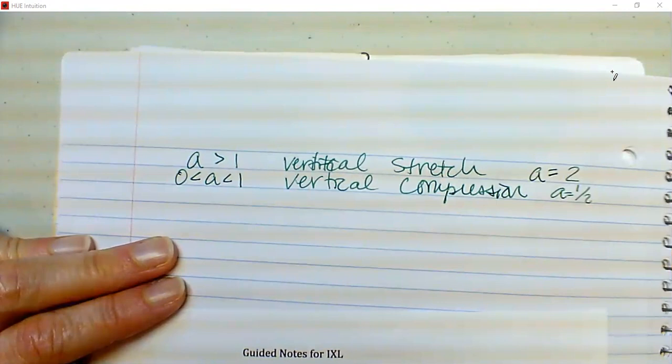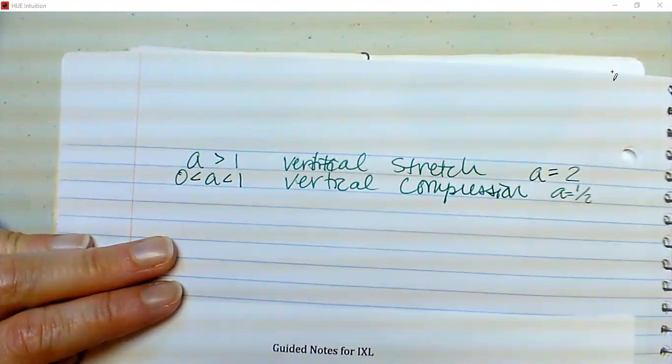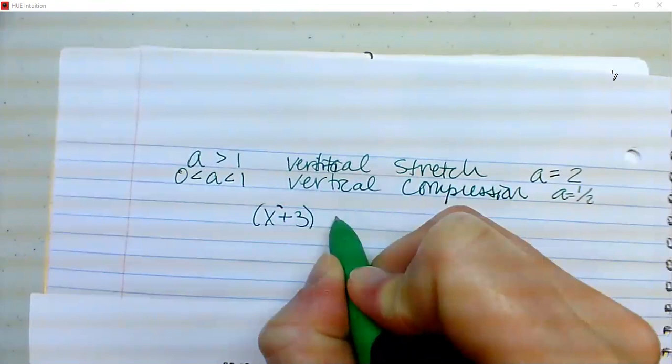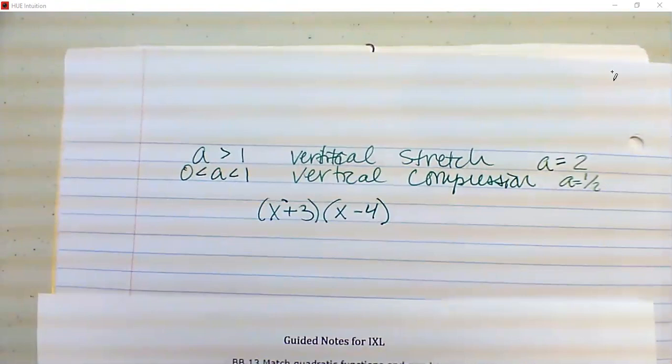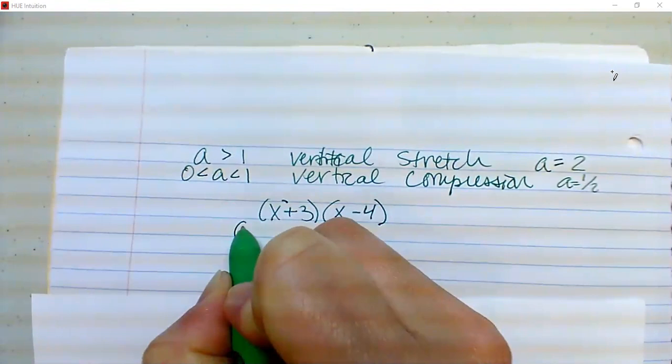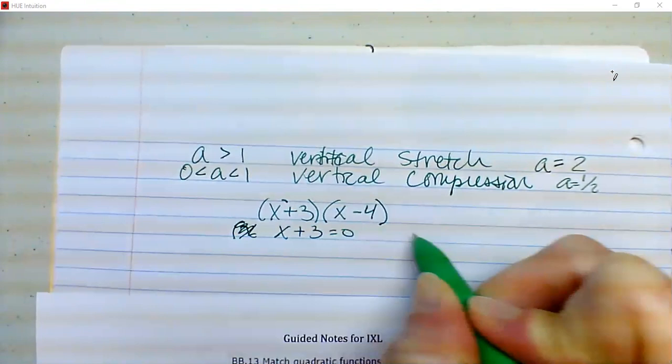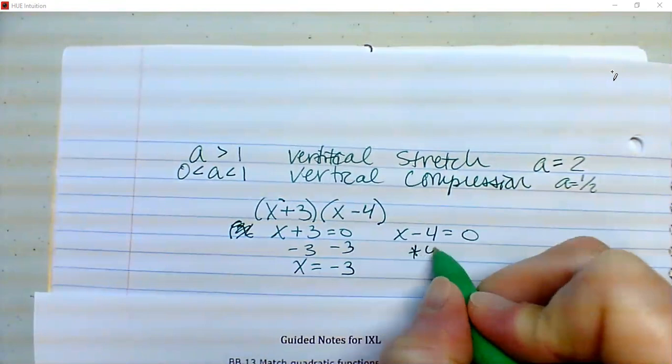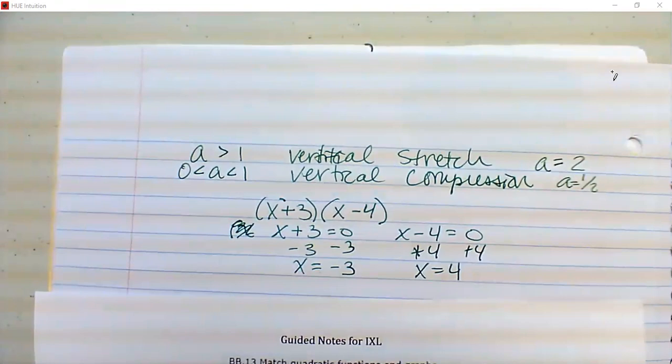Keep in mind when you factor a quadratic, if you end up with something like x plus 3 times x minus 4, that's going to give you some hints to be able to find the graph of the function. Remember the zero product property. If I take these binomials and set them equal to 0, I can solve for the x-intercepts of the function. So I'm looking for an x-intercept of negative 3, and an x-intercept of positive 4. That's going to help out a little bit.